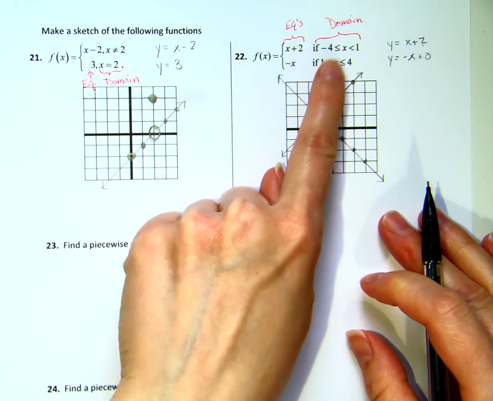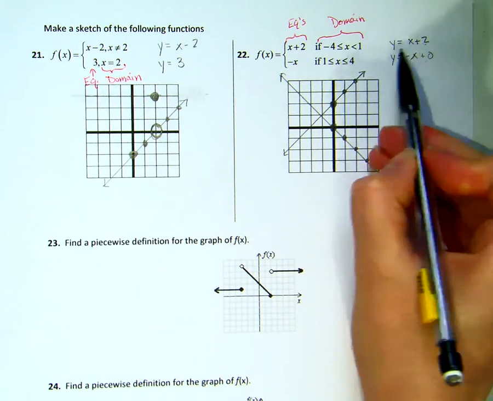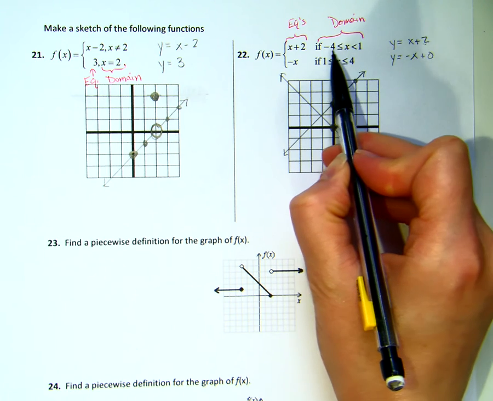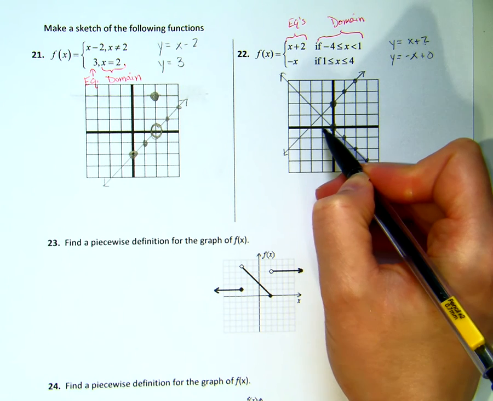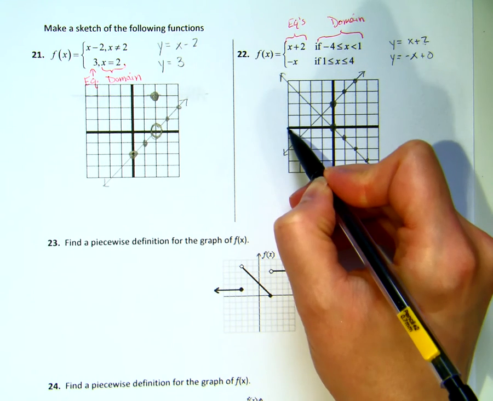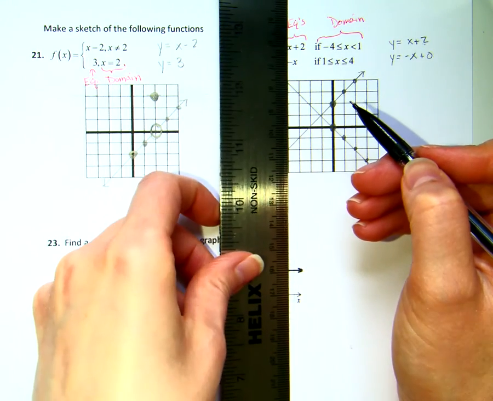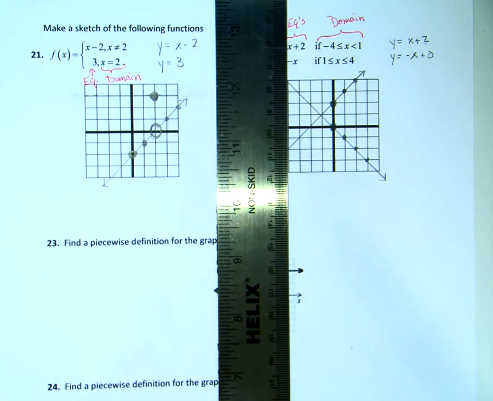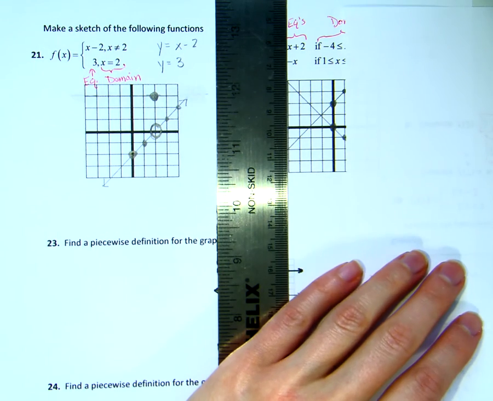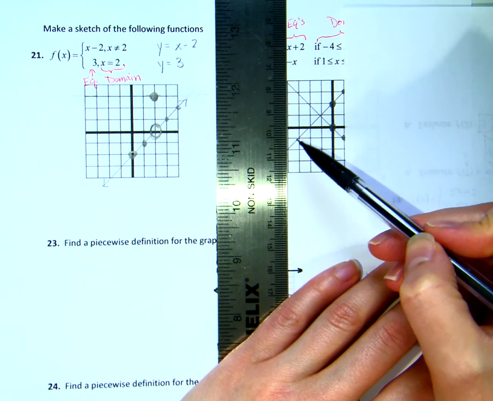Now I've got to consider my domains. Where do I have each one of these graphs? The first graph is only located when x is between -4 and +1. So I'm going to take a look at my value of -4. 1, 2, 3, 4. So here's where -4 starts. And then I'm going to go to +1. So here. So here's my x value of -4, my x value of +1. So my graph is only located between those x values.